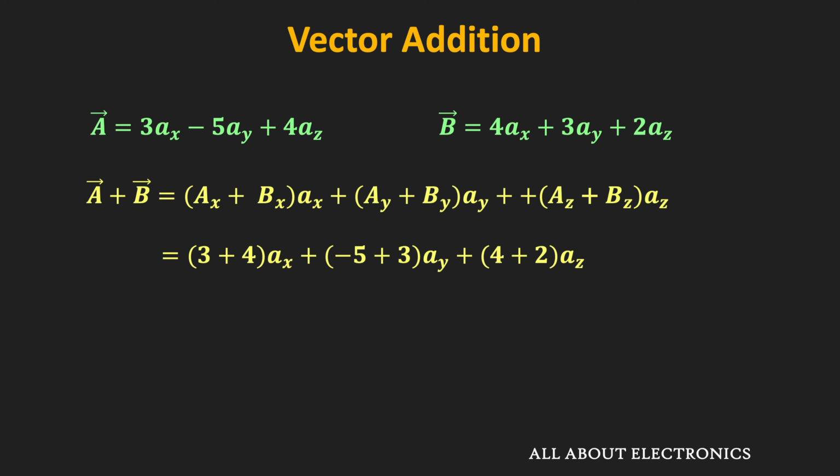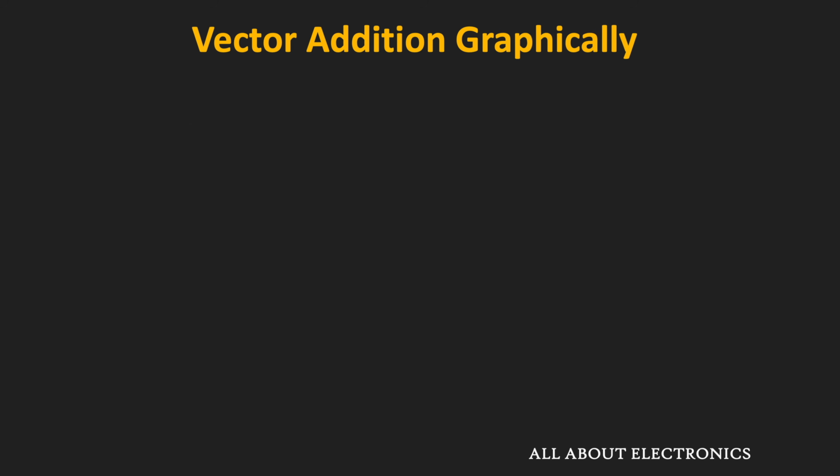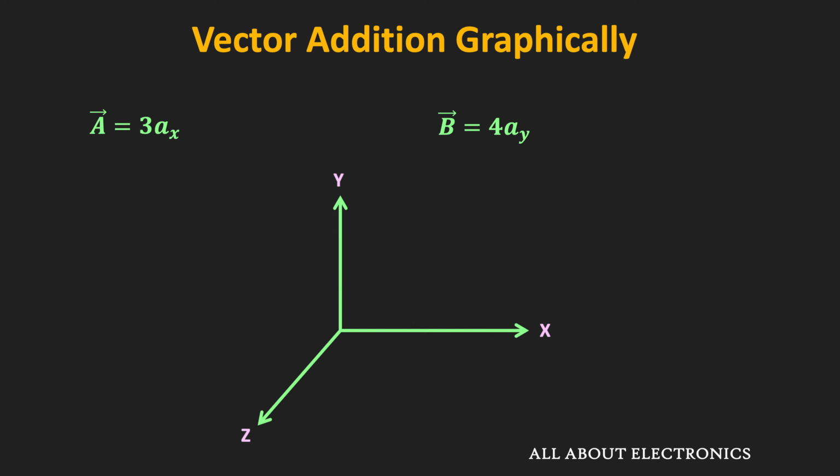So in this case, if we do the addition, then this a plus b will be equal to 7ax minus 2ay plus 6az. And let's say this a plus b is equal to c. Similarly, this vector addition can also be done graphically. And to understand that, let us take two simple vectors which have components only in one direction. So let's say a is equal to 3ax and b is equal to 4ay. So in the Cartesian coordinates, these vectors a and b can be represented like this. Here, this is the vector a, while this is the vector b.